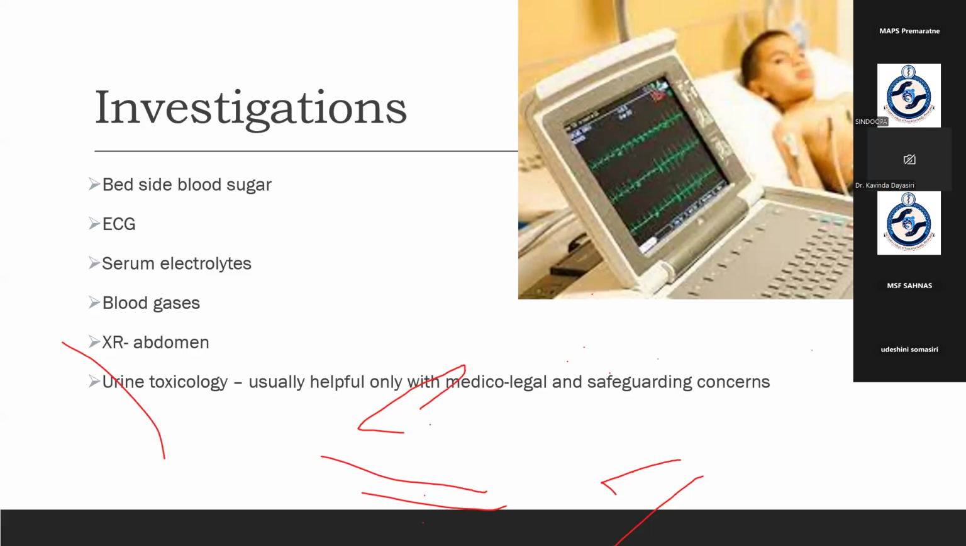And for those teenagers who are presenting with the ingestion of abusive drugs, we have the facilities to do urine toxicology screens. So agents like opiates, benzodiazepines, barbiturates can be detected in these toxicology screens. So they are helpful not just for management, but also for medical legal procedures.